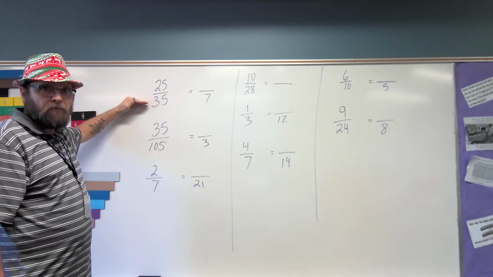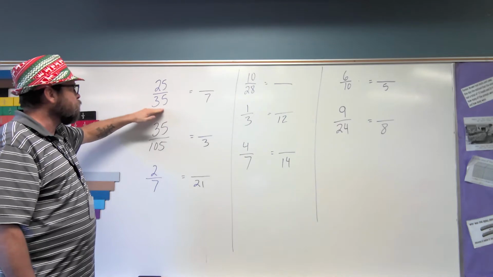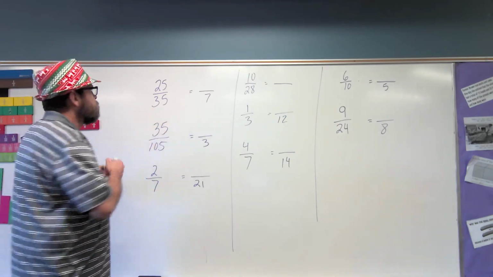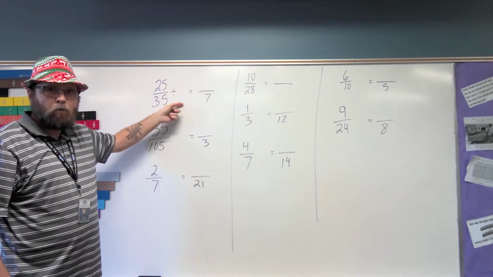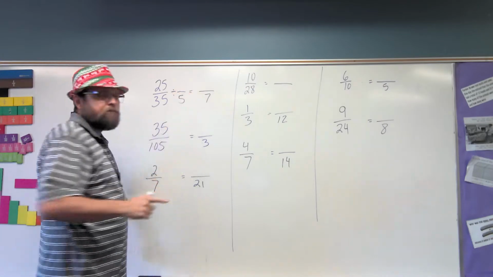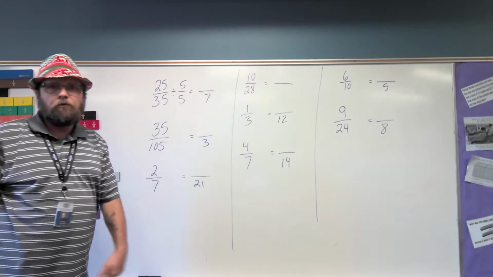25/35, and they've already given us the next denominator. So I need to see, what do I do to 35 to get 7? Well, it's getting smaller, so that means I'm going to have to divide by something. 35 divided by what equals 7? Well, that would be 5. And if I divide the denominator by 5, I must also multiply the numerator by 5.